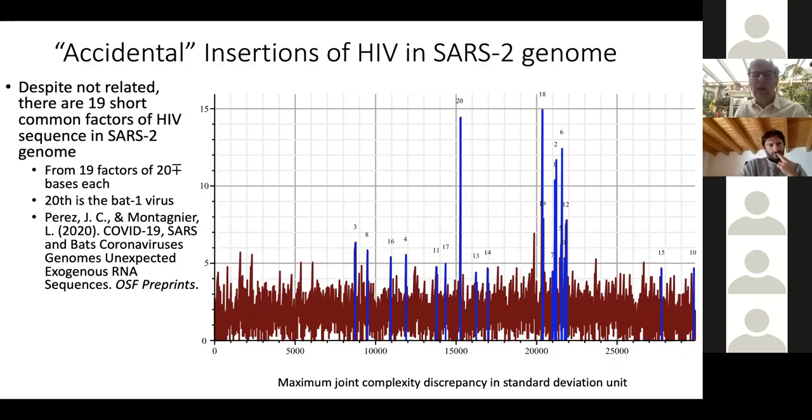There's a sequence 1, sequence 2, sequence 3. There are 19 of them. Sequence 20 is the BAT. And at every position, I take the maximum of the joint complexity discrepancy, measured with the standard deviation, so how far you have a joint complexity which is unexpected. This is a multiple of the standard deviation, which is larger than 3 or 6. And there you can find the positions where these accidental insertions are located.